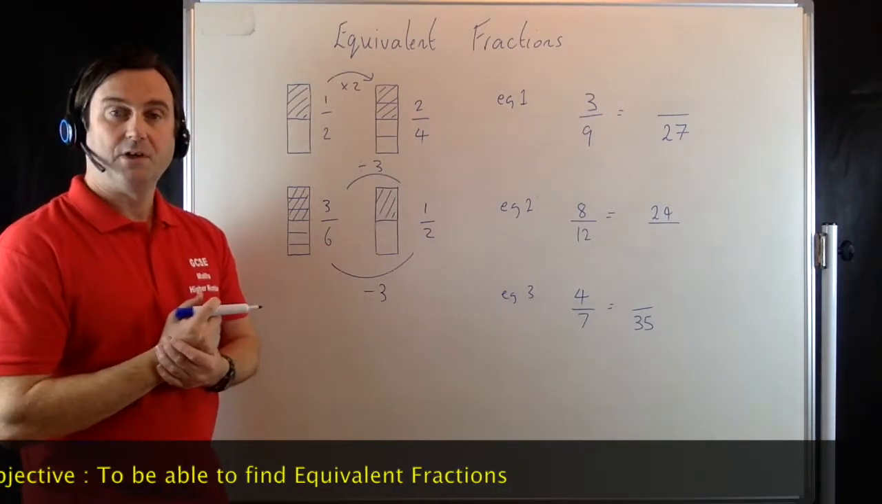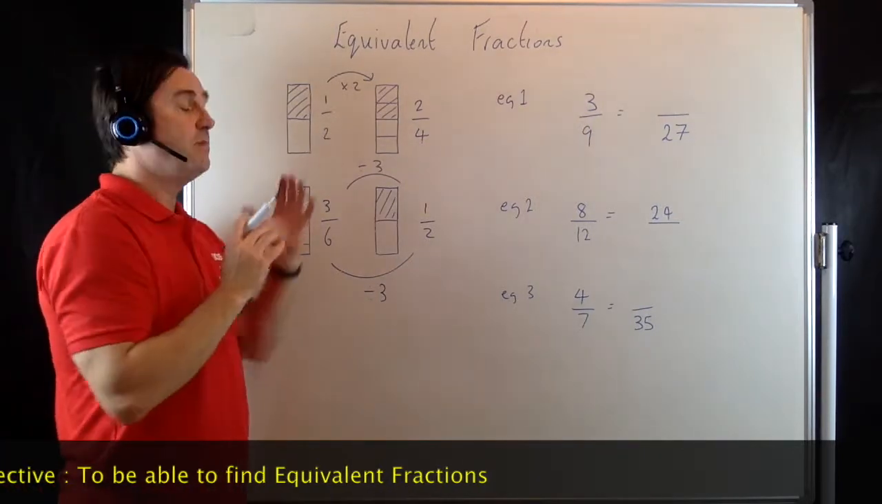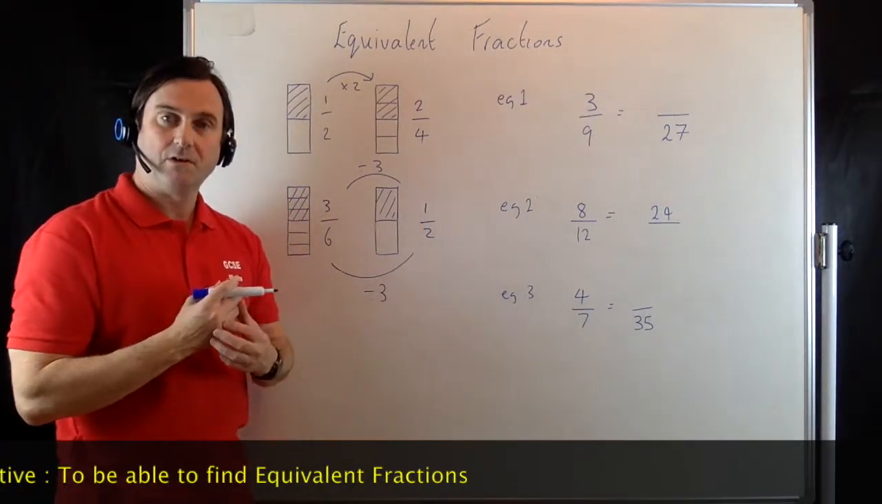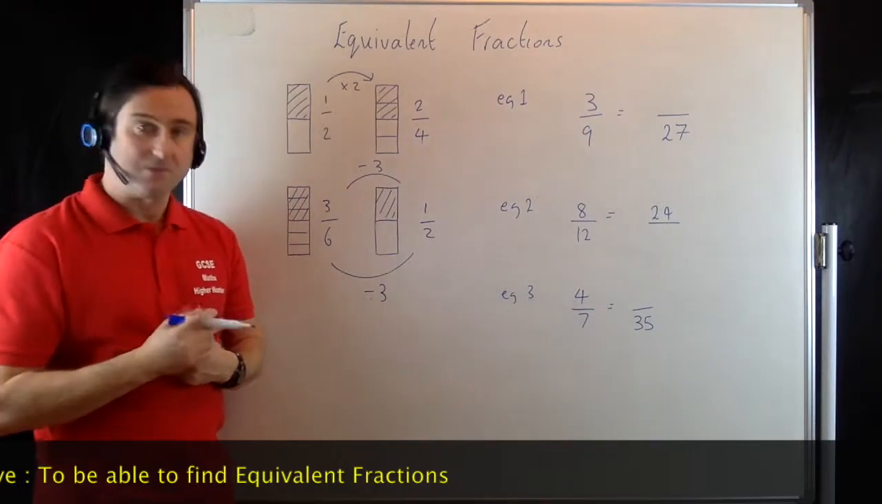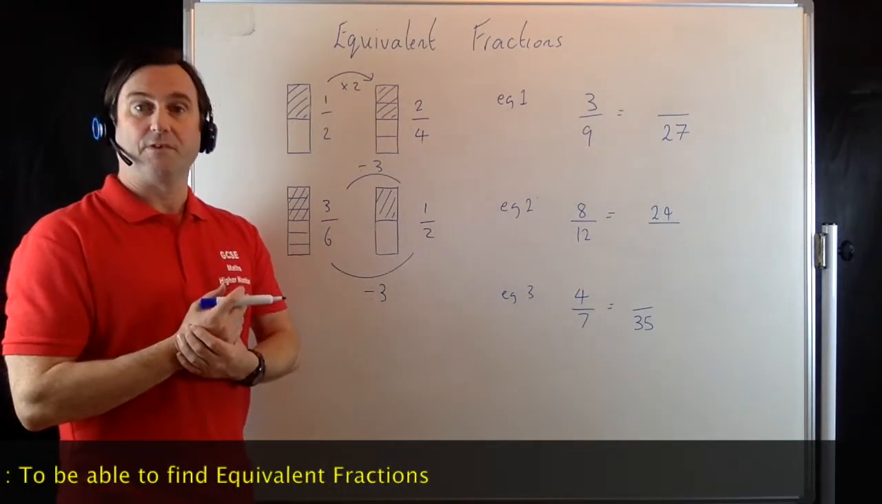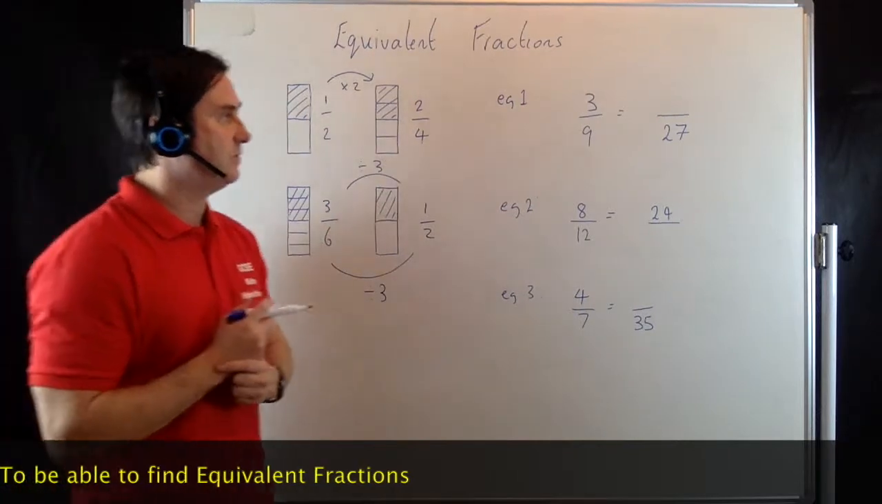So what we can see is as long as you multiply top and bottom by the same amount, or divide the top and the bottom of the fraction by the same amount, the fraction stays equivalent. Let's have a look at these 3 examples then.